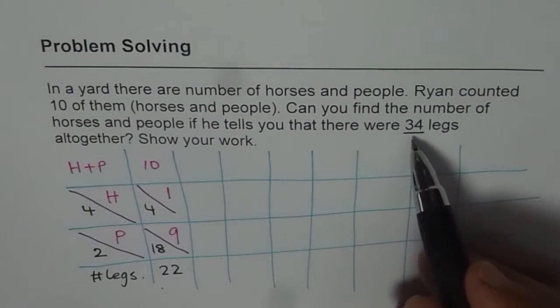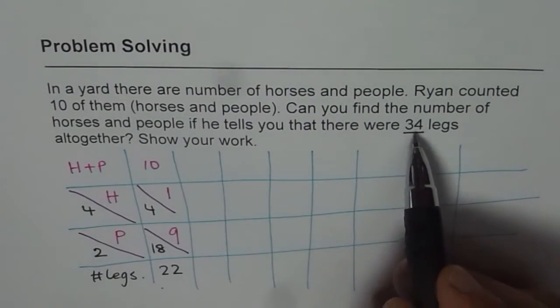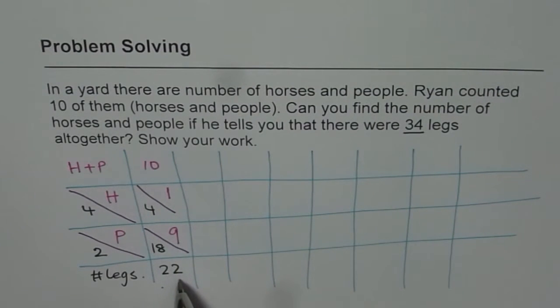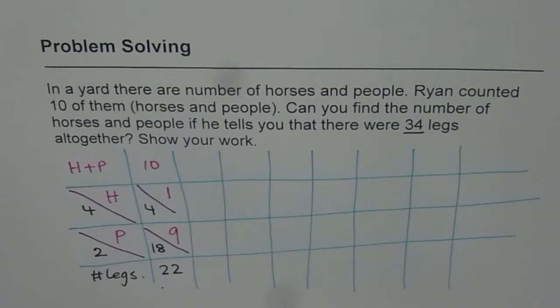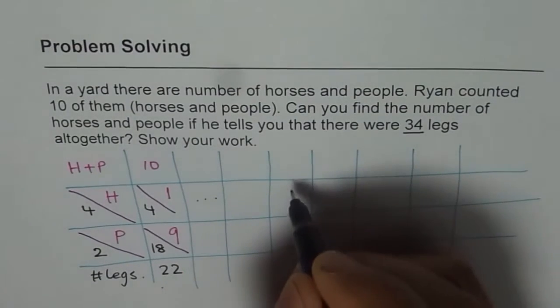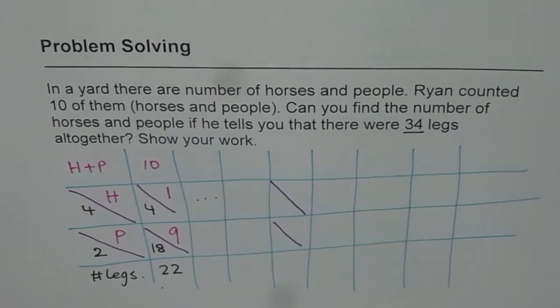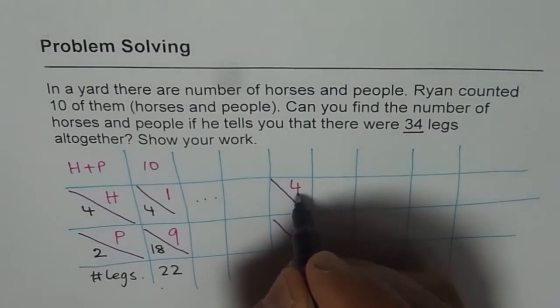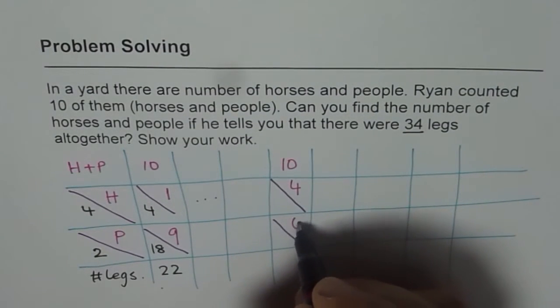So let me try a bigger number, right? Since I need 34, not just 22. Now, horses have more legs. That means the number of horses should be higher, right, instead of people. Okay, so this time I will skip a few, and say, well, let me try number of horses as 4. Let us say the number of horses is 4, but we need a total of 10. The number of people will be 6.